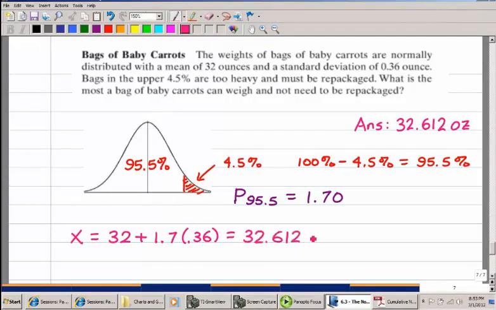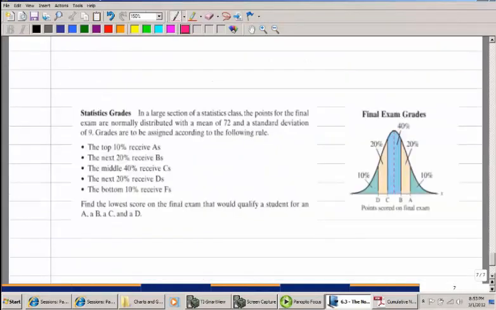Now, I don't know. It doesn't specify a certain number of decimal places, but I would just use that. So in other words, if it weighs that amount or higher, we'd want to break the package open and repackage the carrots. Anything less than that, we're good to go.